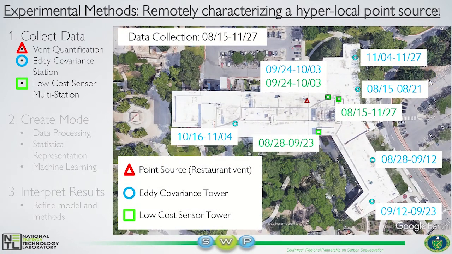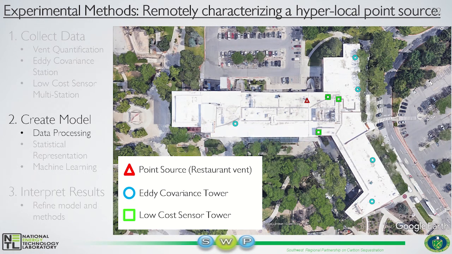Now, once our collection systems were functional, they were deployed to the roof. We collected data concurrently at all 3 stations from August 15th to November 27th of 2019, moving both towers to different locations as seen in the figure. And just like that, it's the end of 2019 and we've collected our data. Time to build a model.